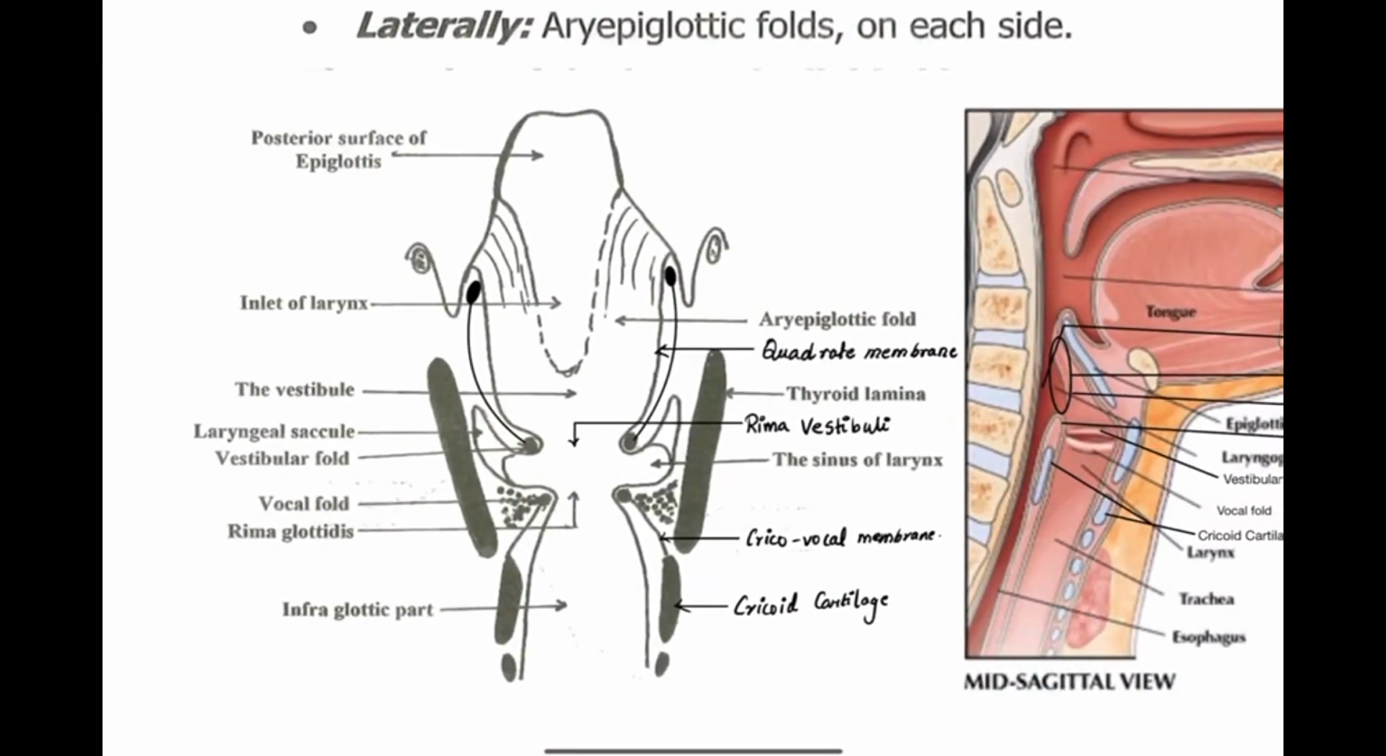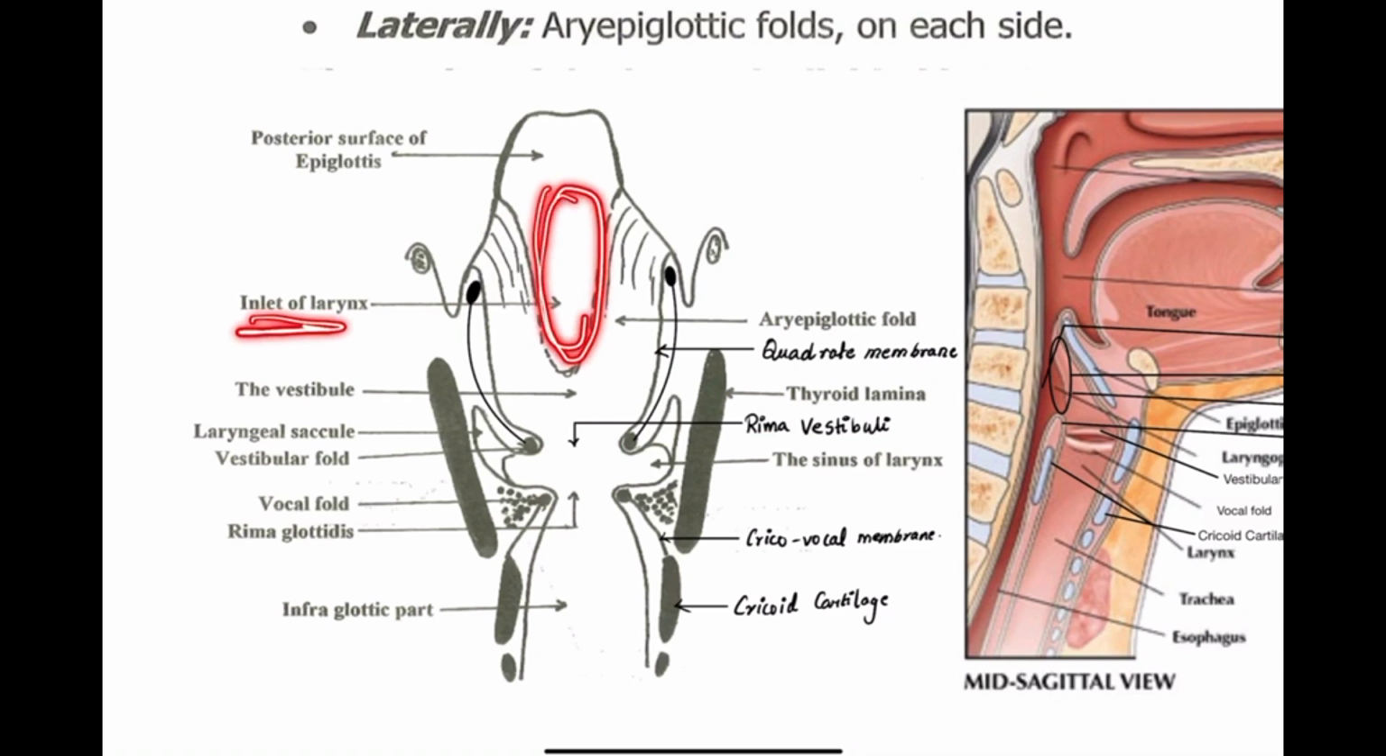Okay, so this is another image. If you had watched the previous video, you would understand that this is the quadrate membrane and this is the cricovocal membrane. The narrow end between the vocal folds is known as the rima glottidis, and the narrow end between the vestibular folds, formed by the lower end of the quadrate membrane, is known as the rima vestibuli.